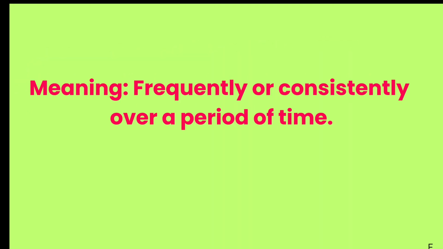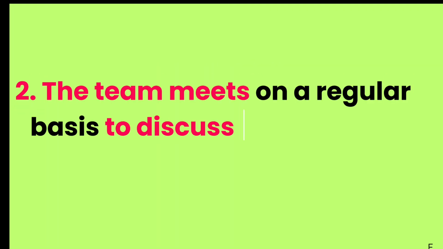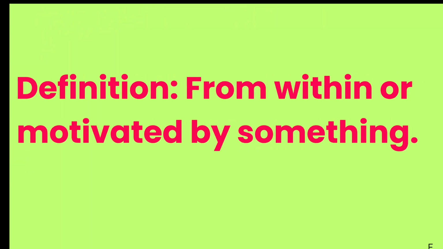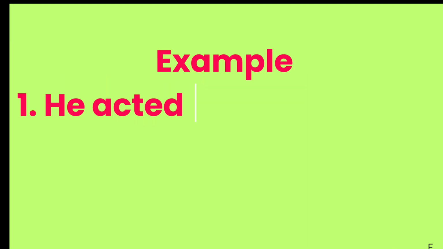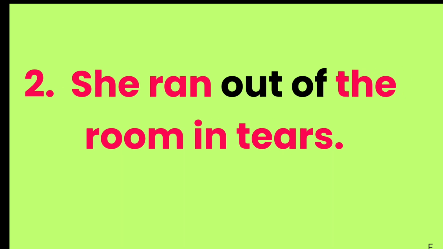On a regular basis. Meaning, frequently or consistently over a period of time. Example. 1. He exercises on a regular basis to stay fit. 2. The team meets on a regular basis to discuss the project's progress. Out of. Definition, from within or motivated by something. Example. 1. He acted out of kindness when he helped her. 2. She ran out of the room in tears.